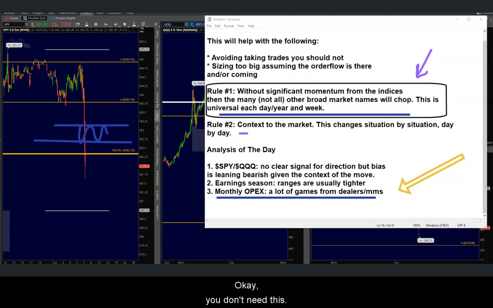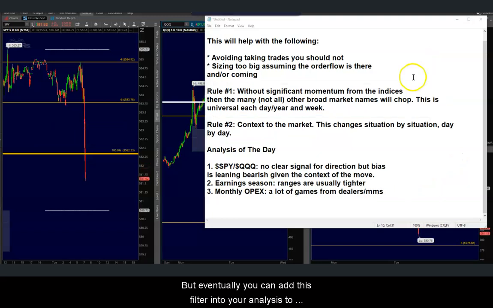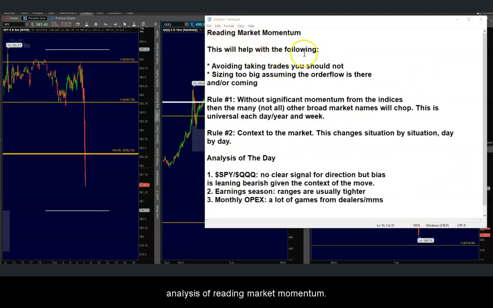You don't need this. Obviously, this takes a little bit of time because it's more nuanced. There's a lot of things that go into it. But eventually you can add this filter into your analysis to help you read market momentum.